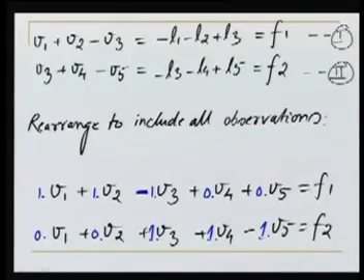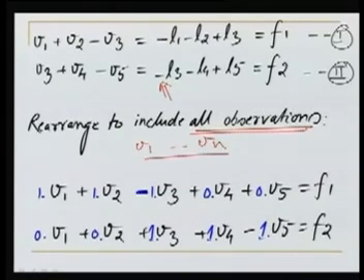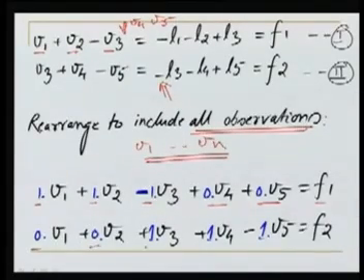Now this equation, which we have just written, we are rearranging to include all observations. In the general form, we had written V1 to Vn, all were included. So we are trying to do the same thing over here. So it is V1, V2 minus V3, where the coefficients are 1, 1, minus 1. There is no term of V4 and V5 here, so 0, 0 coefficients, and F1. I'm just trying to rearrange it. Similarly over here.